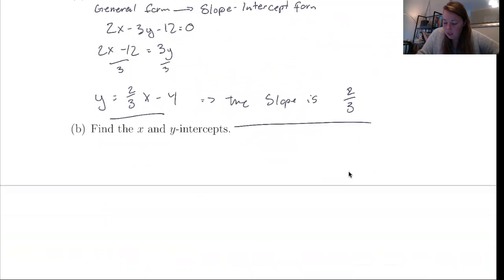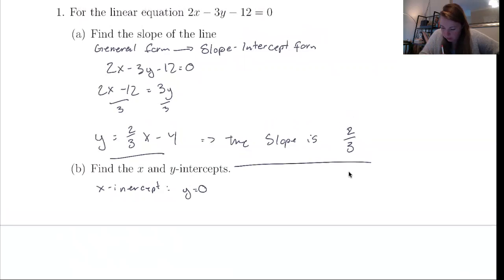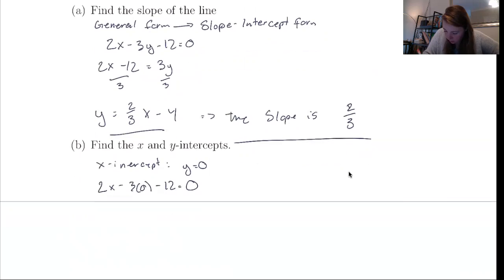Now we're asked to find the x and the y intercepts. The x-intercept is when y equals 0. So let's plug it back into the general form. I get 2x minus 3 times 0 minus 12 equals 0. So I get 2x minus 12 equals 0, 2x equals 12, and x would equal 6. I did that very fast. If you want to stop and do it yourself first, by all means.